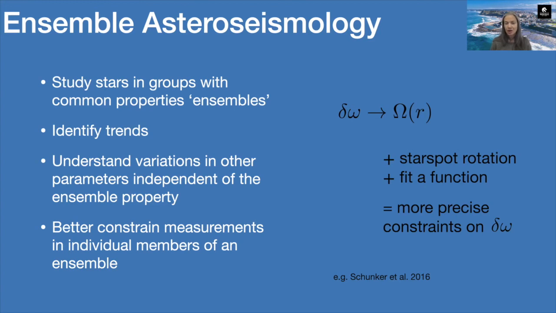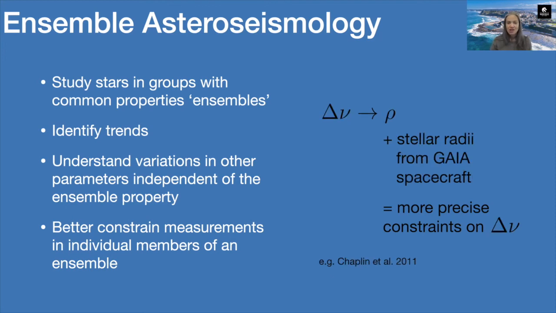star better. So what I've talked about is looking at the rotational splitting, which tells you about the interior rotation. In addition to using star spot rotation, so independent measurements of rotation that we have and know, and in addition to fitting a function, we could also put these two together. And these are going to lead to more precise constraints on the rotational splitting and the other astroseismic parameters when we do our fits. But it's not just rotation.